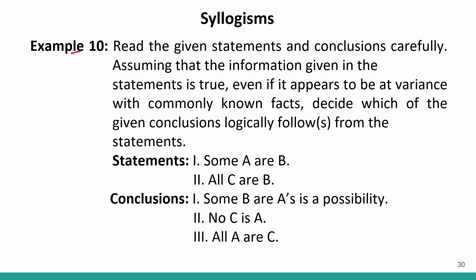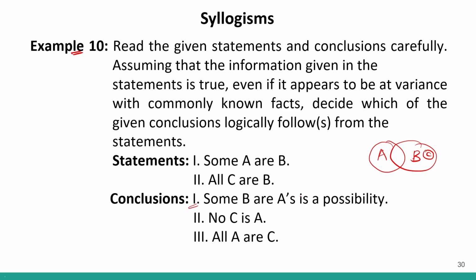Example number 10. Statement: some A are B. So simple. Some A are B. All C are B. So all C will come inside B. All C are a part of B. Correct? This will be the Venn diagram.